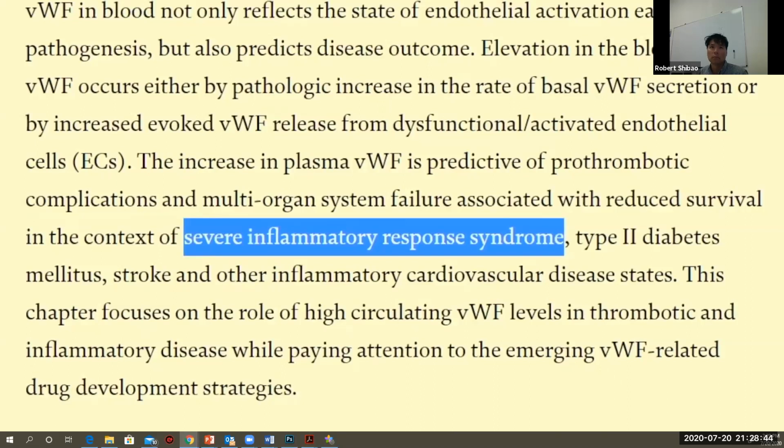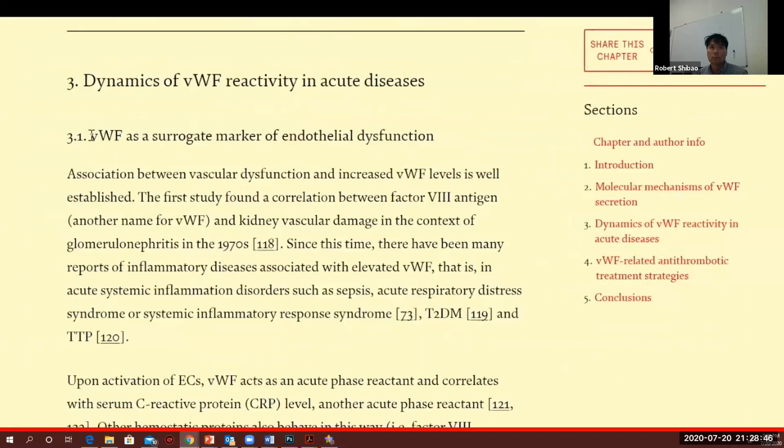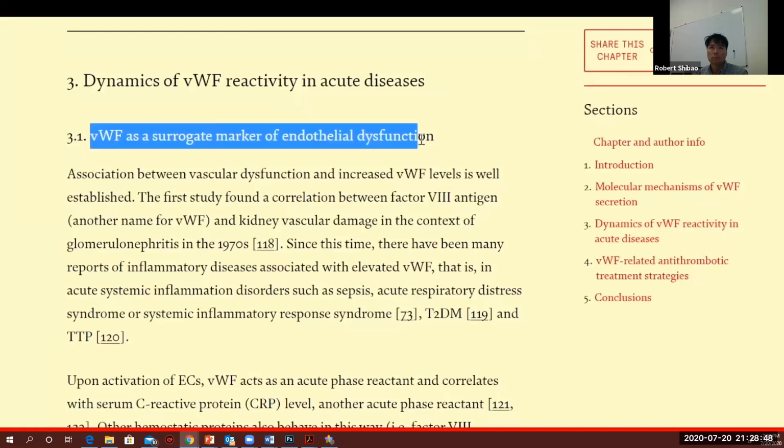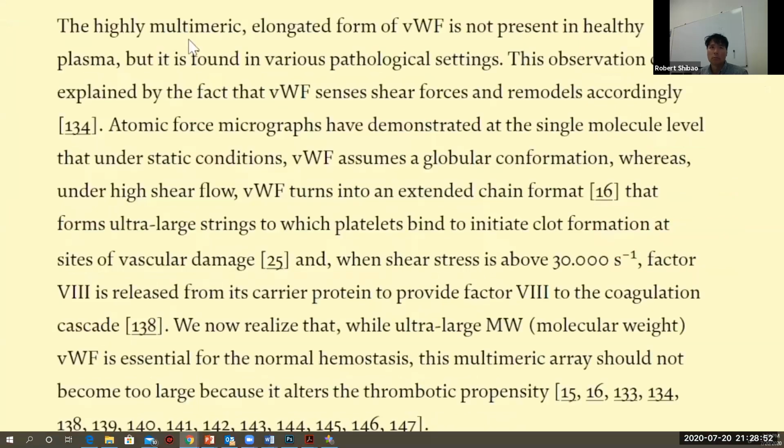They go on to talk about how von Willebrand factor is a surrogate marker of endothelial cell dysfunction. The highly multimeric, that means many of them all together, elongated form of von Willebrand factor is not present in healthy plasma. So they don't see a lot of this highly multimeric form in healthy plasma, but it is found in various pathological settings. This observation can be explained by the fact that von Willebrand factor senses shear forces and remodels accordingly.